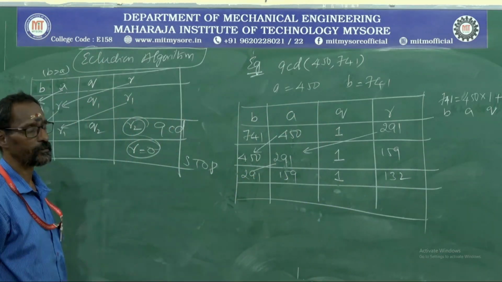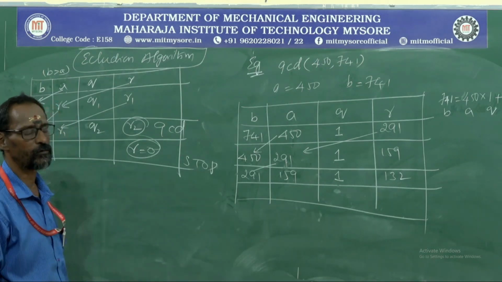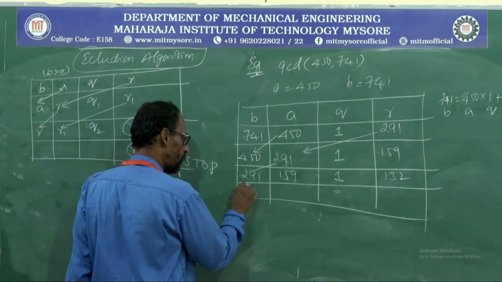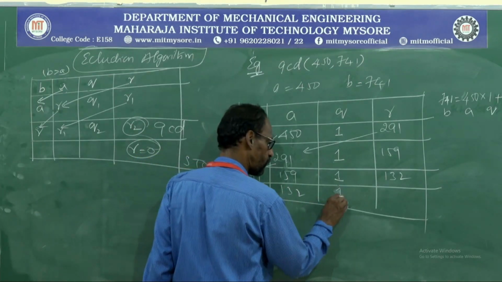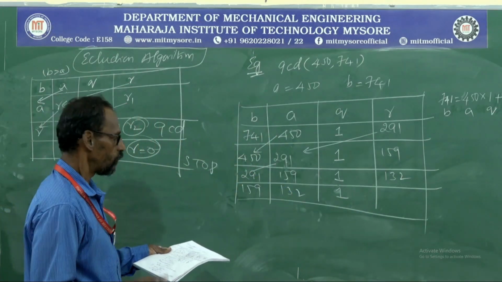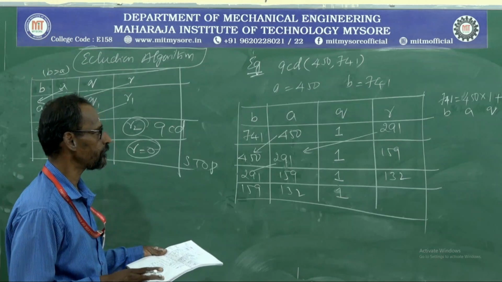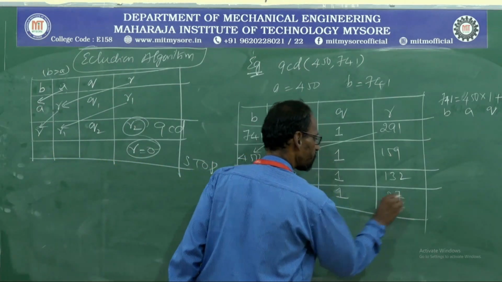Third level of the division algorithm. I cannot stop here because my remainder is not equal to 0. Again pop up 159, pop up 132, and follow the same procedure. For the pair 159 and 132, Q equals 1 and R equals 27.